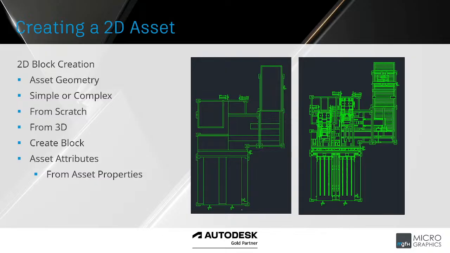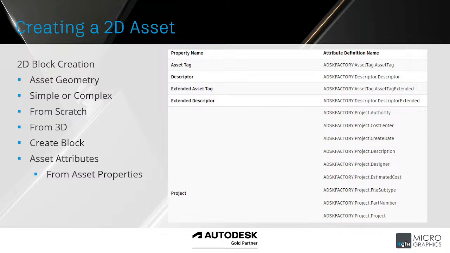This one here, basically an export from Inventor. You would create the block within AutoCAD, and then if you need to, you can also put in attributes into the block. So as an example, when I talk about attributes, I spoke in the previous slide and during the demo about factory properties.